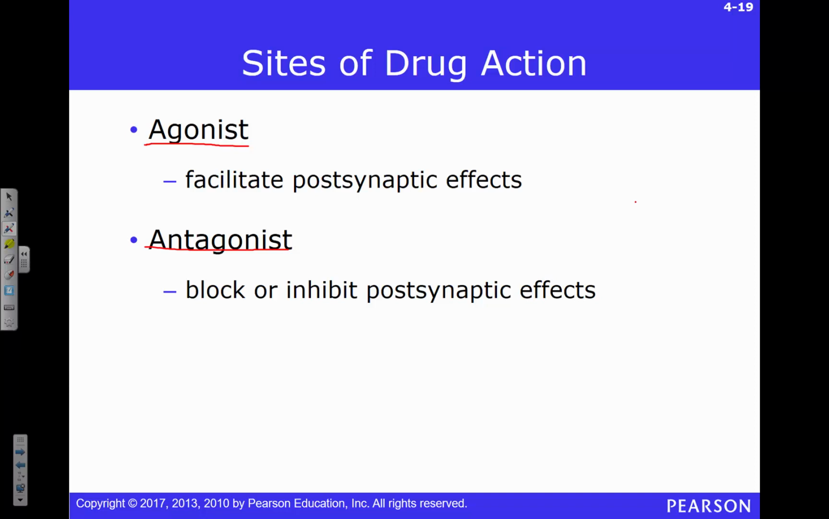Now, each agonist is going to be specific for a certain neurotransmitter. So you have dopamine agonists, you have serotonin agonists. We'll talk about details in a moment. On the other side of this, you have antagonists, and these will block or inhibit those postsynaptic effects, right? So they're going to decrease the effectiveness of a neurotransmitter, whatever that is. And again, you have serotonin antagonists, you have dopamine antagonists, okay?